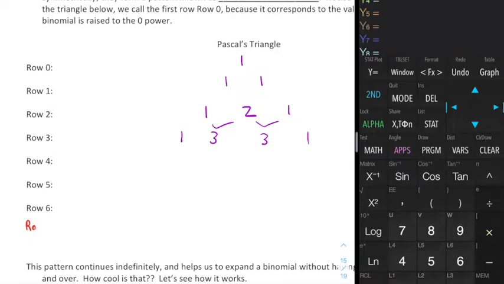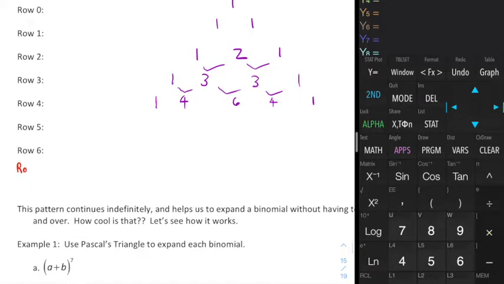So row 4, you'll start out with 1 again. 1 plus 3 will be 4. 3 plus 3 will be 6. 3 plus 1, that will be 4 again. And then you'll end out with 1. Okay, and you just keep on rinsing and repeating. I think we're going to need up to row 7 today. So I'm going to write that all the way out. And I'll show you how to use this in just a second.